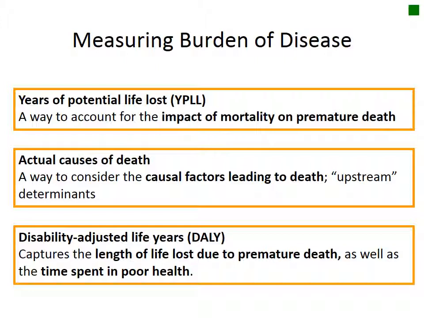Another measure is a DALY. This is a disability adjusted life year, which captures the length of life lost due to premature death. But we also can account for the time spent in poor health. So if we know that there is morbidity associated with a disease, that morbidity can be accounted for in this DALY.